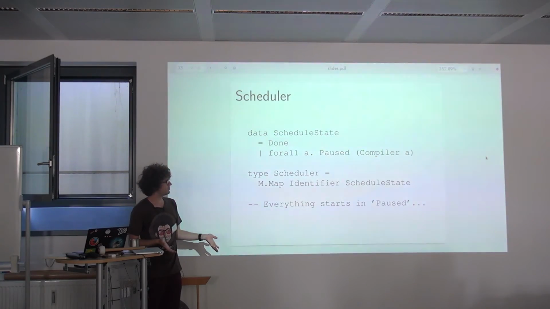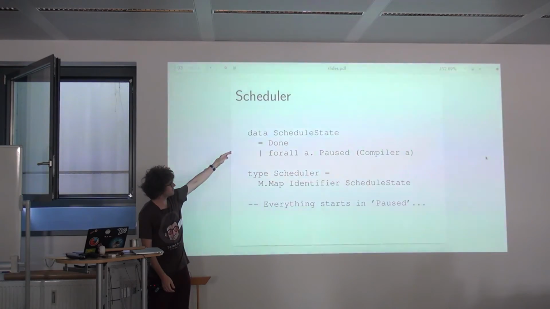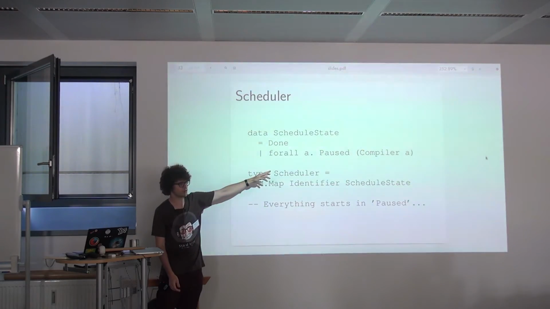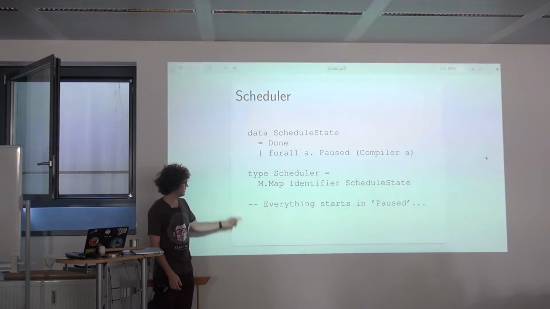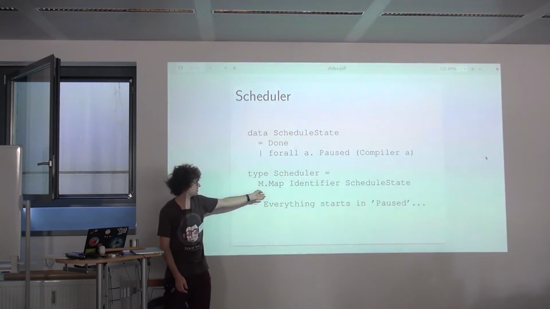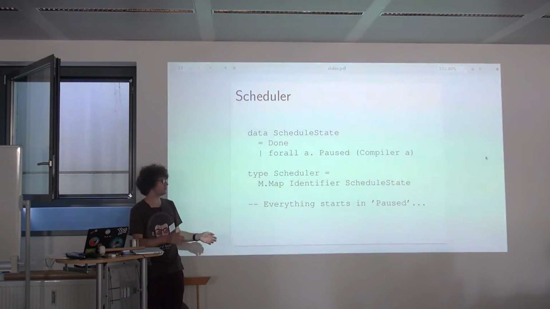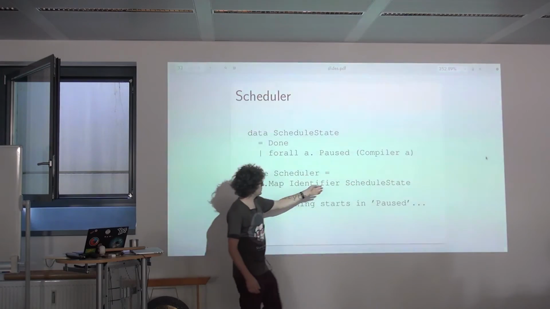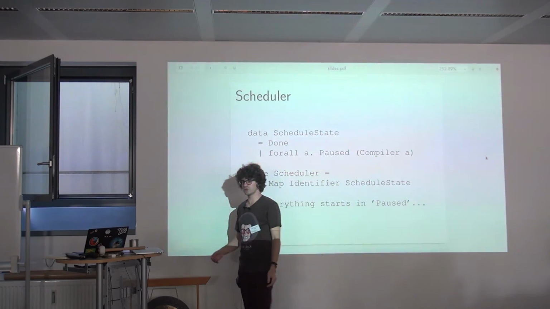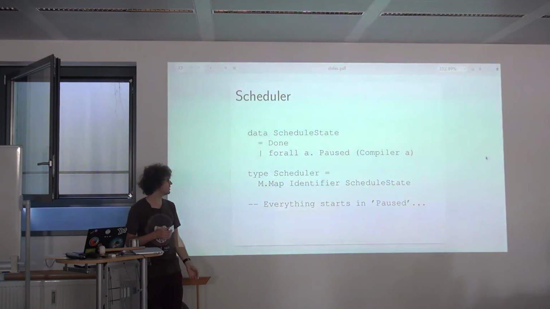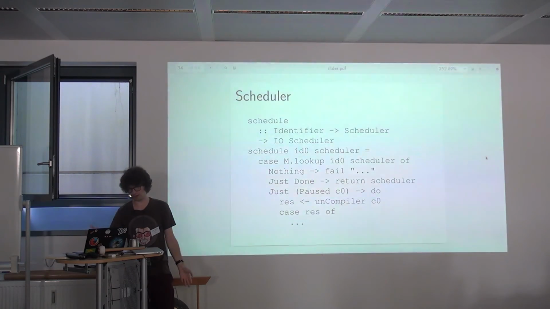So we need to build a scheduler around that, which tells us what goes first. A schedule state can tell you, okay, this compiler is done, or it's paused, and then it gives you the rest of it. And then we have a very simple map of identifier to the scheduled state. We start by putting everything in paused, and we put the initial compiler, which the user wrote, of course, using high-level combinators, not the low-level constructors in there. And yeah, we start building.